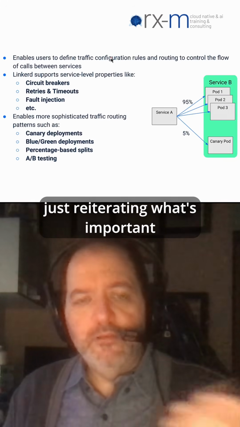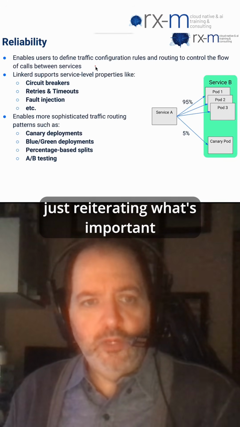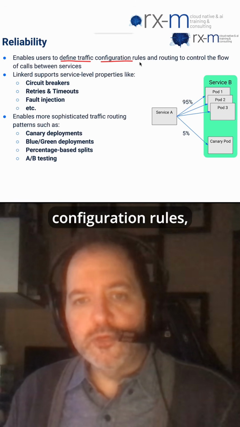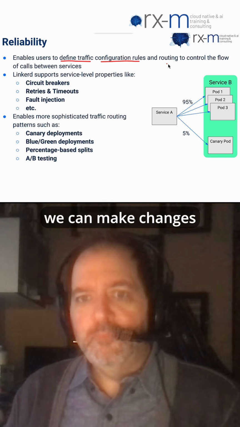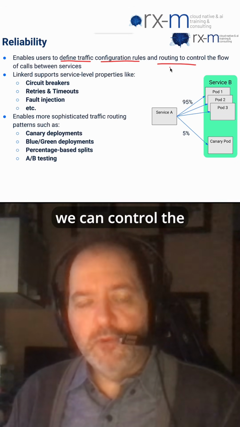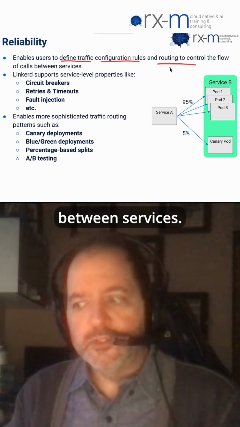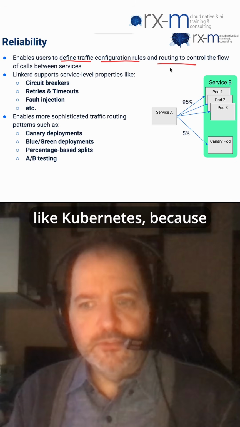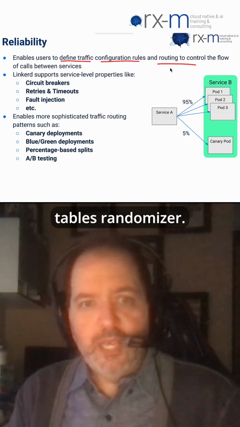Again, reliability, just reiterating what's important about reliability. We can define traffic configuration rules. We can make changes to routing, right? We can control the flow of calls between services. This again is really a missing feature in something like Kubernetes because we're just going through either an iptables randomizer.